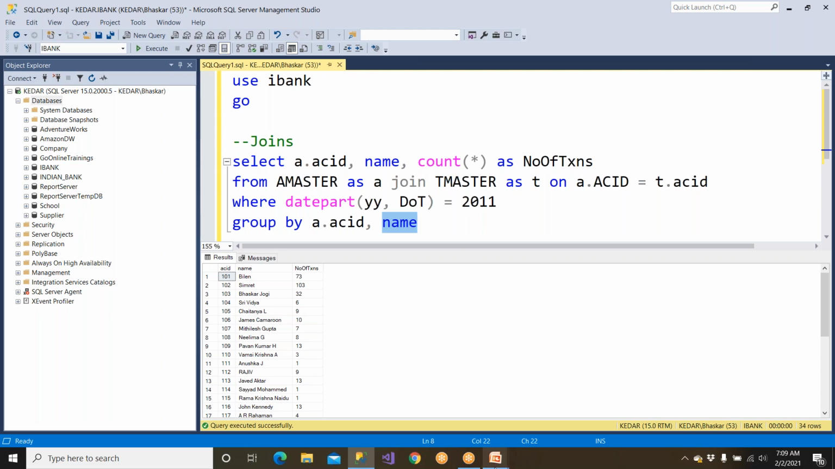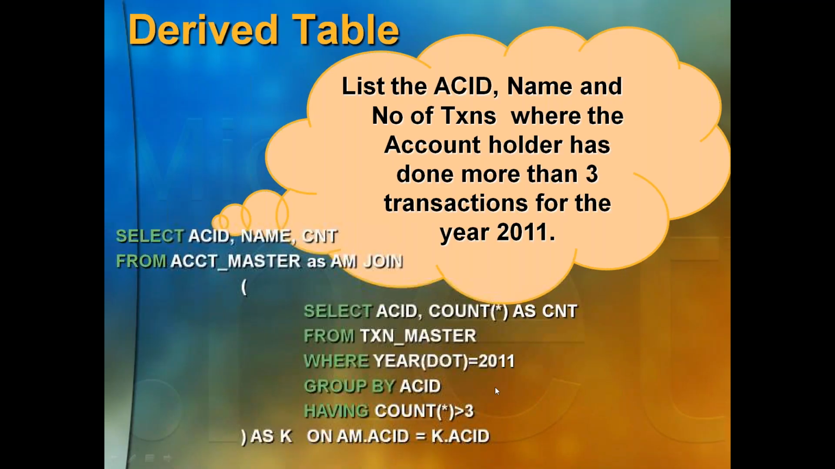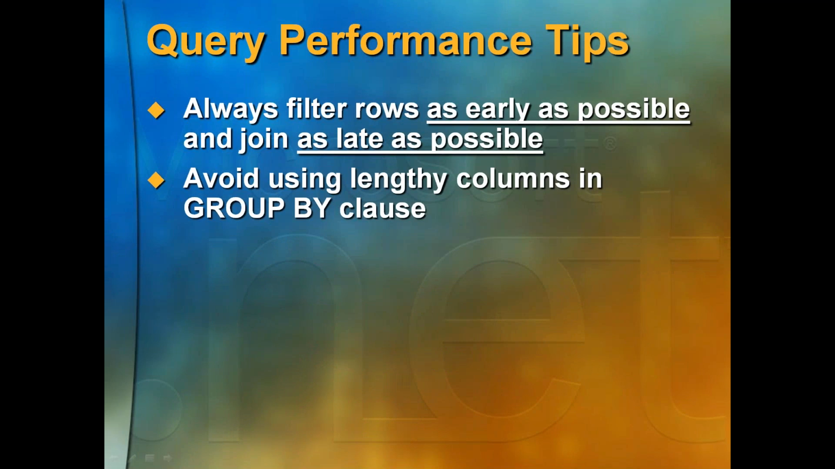So 2 points I told you. What are they? Always filter rows as early as possible and join as late as possible. So what are we doing in the query? We are joining first, eliminating later. Avoid using lengthy columns in the group by clause.